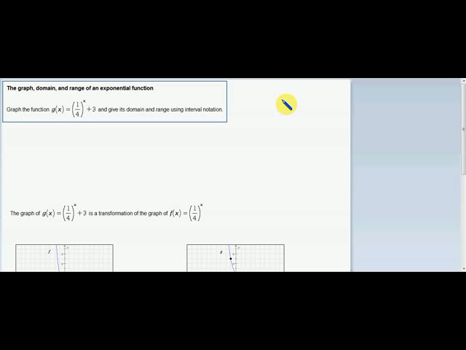Hello everyone. Alright, so this is another example about the graph, domain, and range of an exponential function. In the previous video, I showed you how to deal with this type of problem, but we did not change the asymptote. So here is another example where we are going to play a little bit with the asymptote. Okay, so here it is. This is the equation of the function.